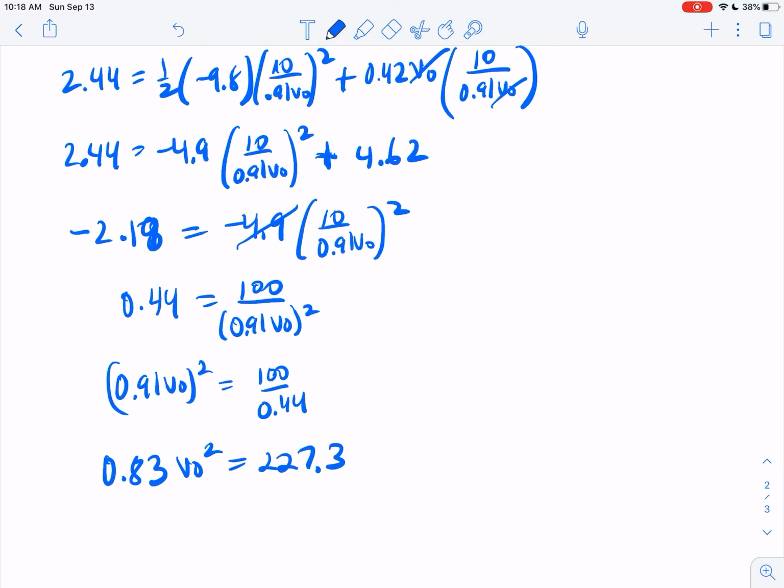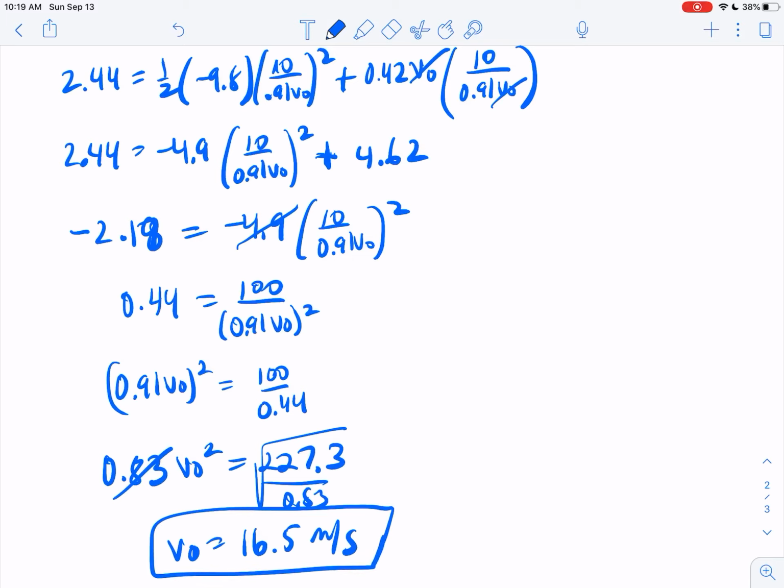227.3. Then I'm just going to take the square root all in one step. So 227.3. Aren't you glad I didn't put this one on the website? I better make sure they're not this bad on there, or you're going to kill me. 16.5. That seems reasonable. Let's go with it and hope it's true. So my V naught is 16.5.